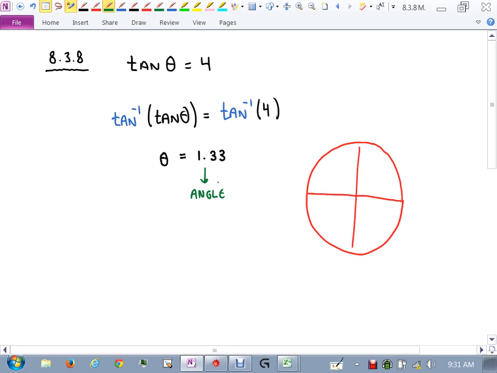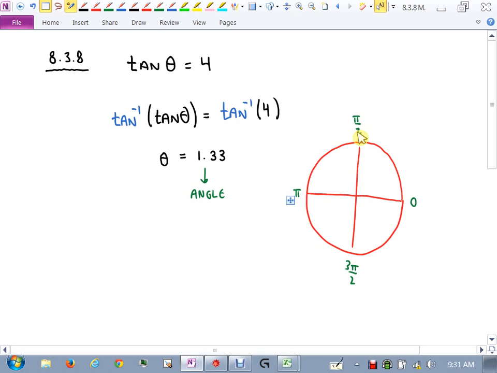So let me try and determine what quadrant I'm in here. At this angle right here, that's the angle 0. When I'm straight up and down, it's pi over 2. When I'm here, it's pi. When I'm here, it's 3 pi over 2. When I say pi over 2, I mean pi over 2 radians.